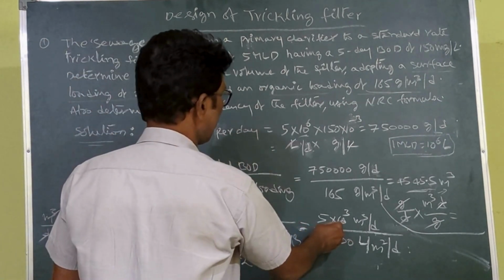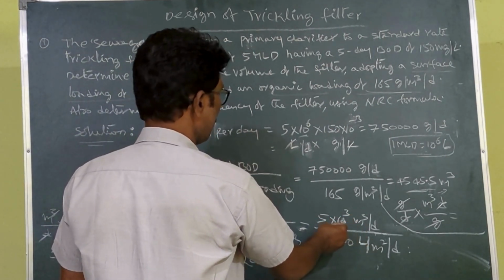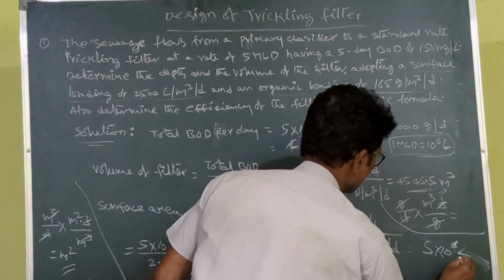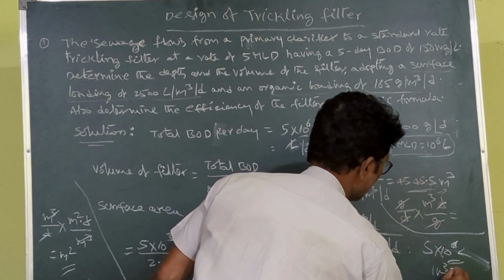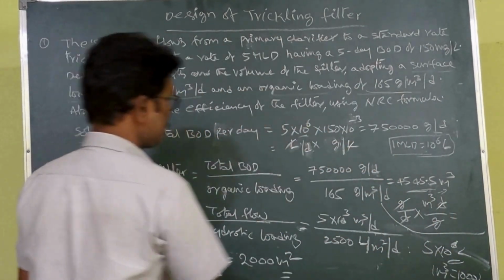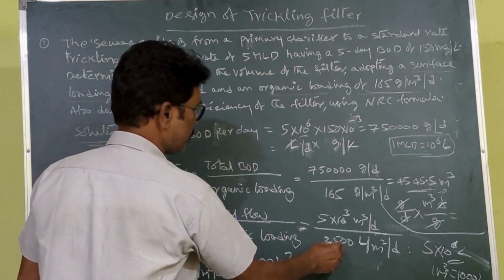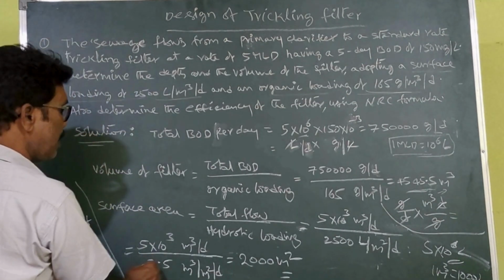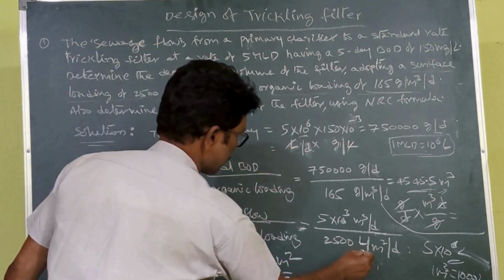So total flow is already 5 MLD, which we convert into meter cube. 5 MLD is 5 into 10 to the power of 6 liters. To convert it into meter cube, 1 meter cube equals 1000 liters. So we get 5 into 10 to the power of 3 meter cube per day, divided by the hydraulic loading rate 2500 liters per meter square per day. Here the liters are converted into meter cube.